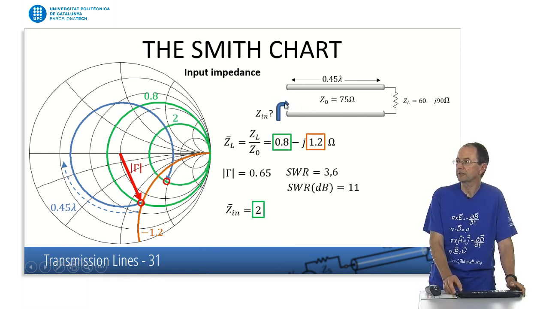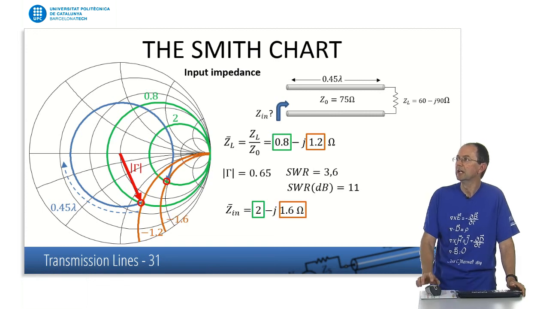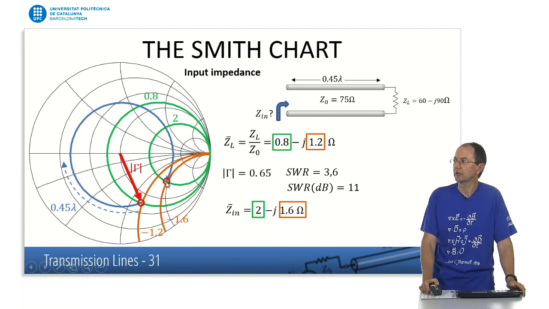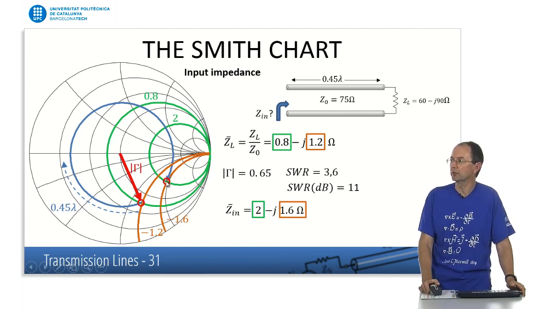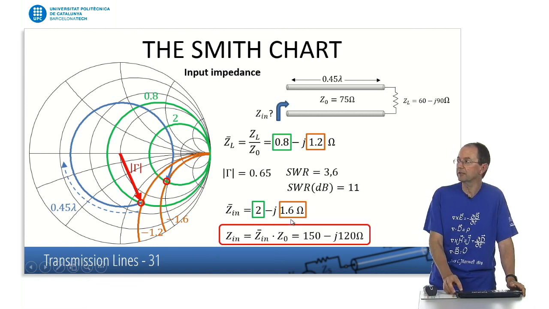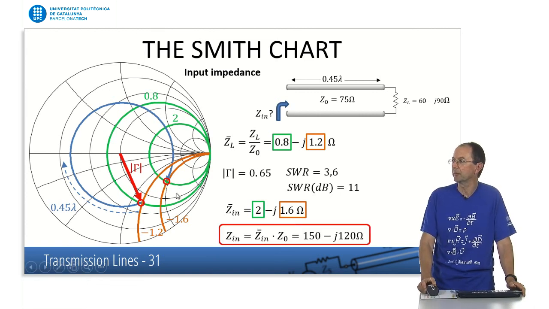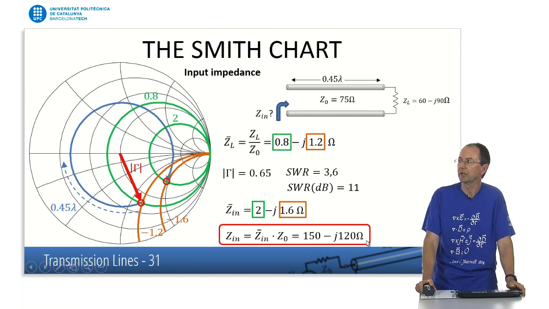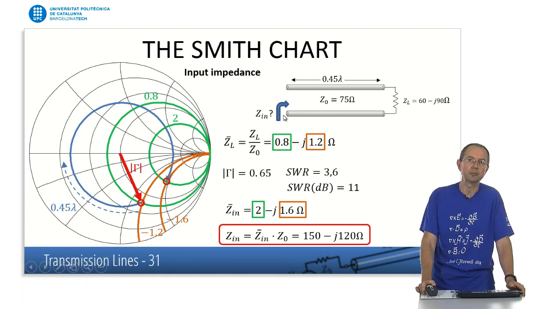Only the phase has changed, and we can actually transform this reflection coefficient, amplitude and phase, into a new impedance here, and that's the impedance at this point, the input impedance of the transmission line. Of course, this is normalized. We denormalize the value, multiplying by Z0, and we get the complex impedance here at the input.